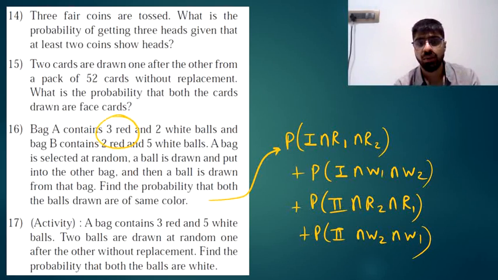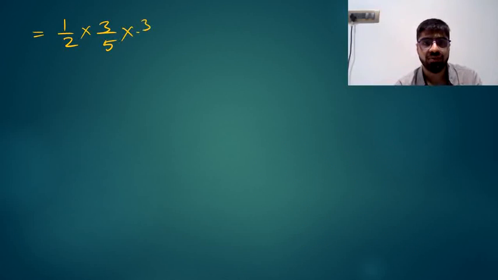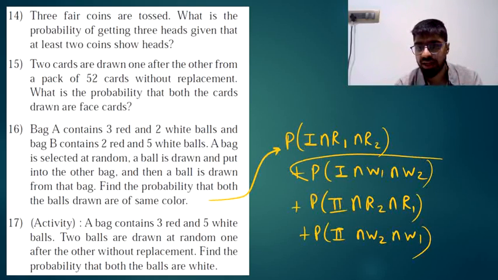Now that you have taken a red ball from here and put it in the second bag, there are 3 red and 5 white balls. So now the probability of getting a red ball from the second bag will be 3 upon 8. So into 3 upon 8 plus, we go for evaluating the next term exactly in the same way.